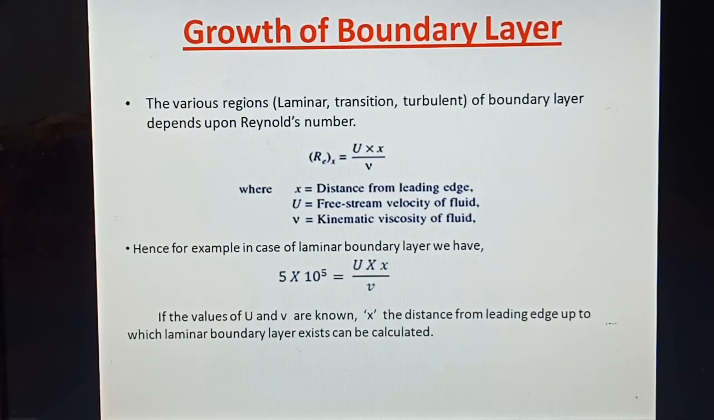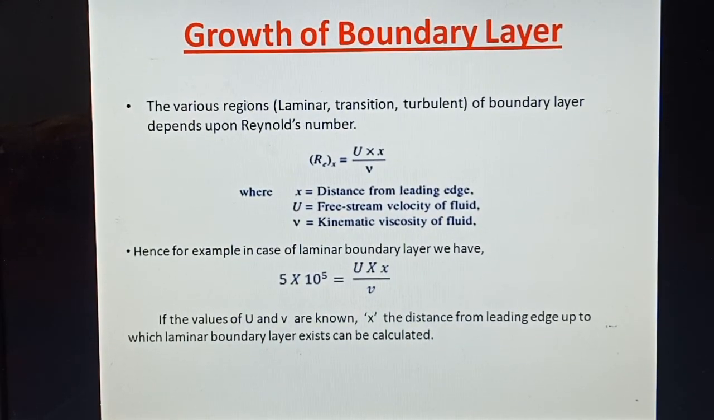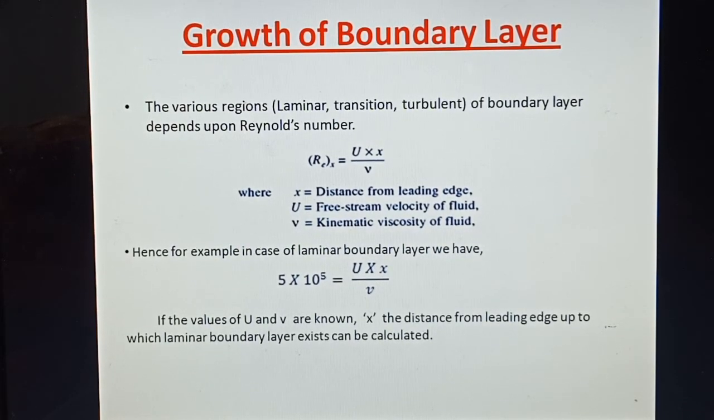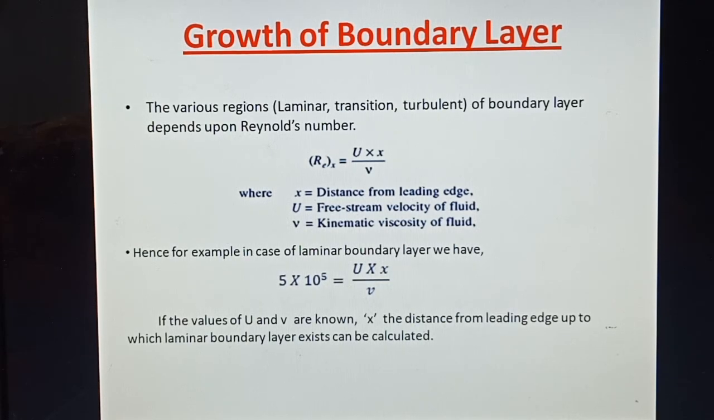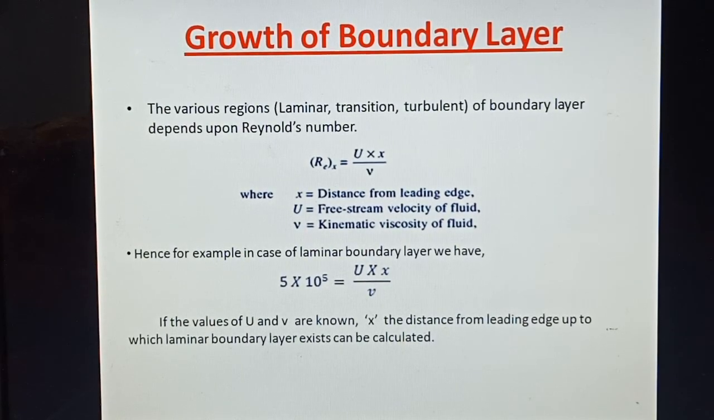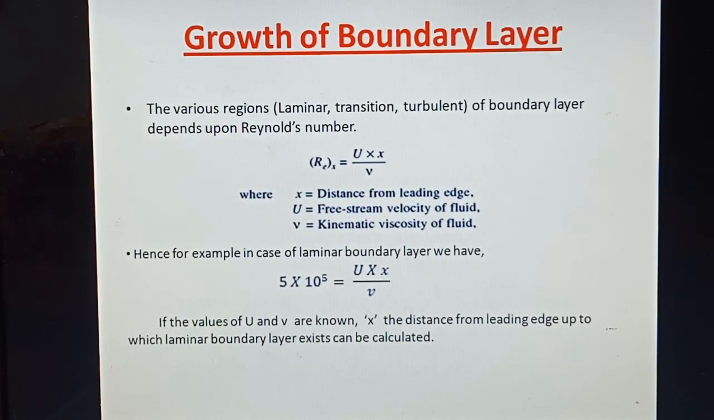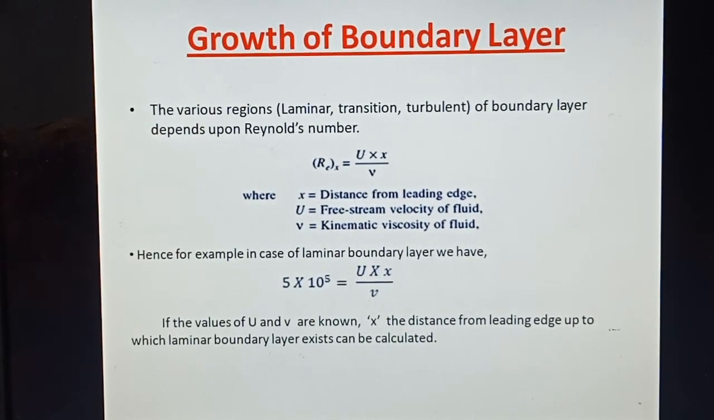Next is growth of the boundary layer: how the boundary layer proceeds along the length of the plate. The region we studied in the earlier slide, laminar, transition, turbulent, all these zones and their lengths from the leading edge depend upon the Reynolds number.